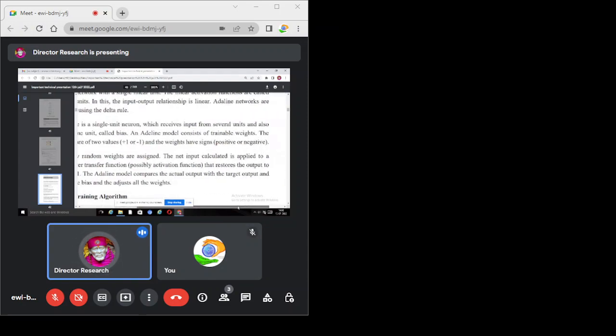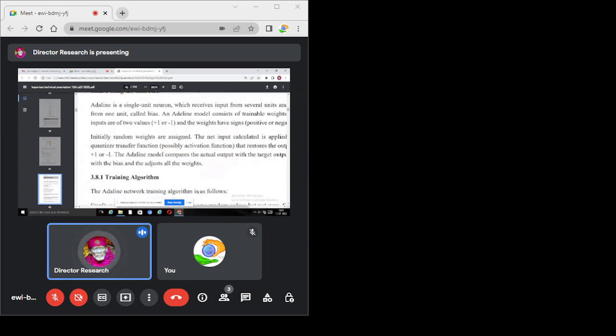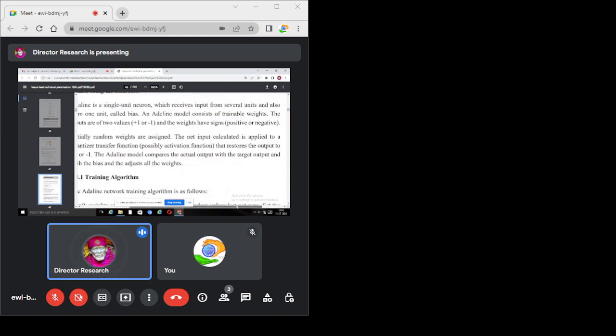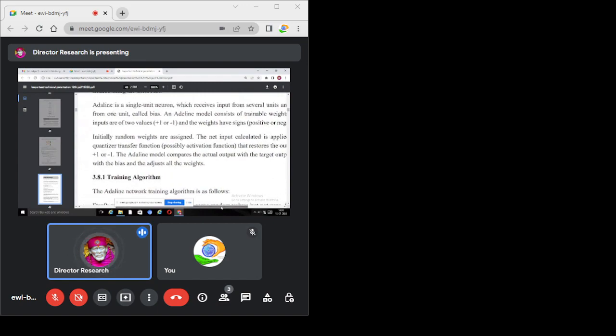Adaline consists of trainable weights. The inputs are two values, plus 1 or minus 1. The weights have signs, positive or negative. Initially, random weights are assigned. The net input calculated is applied to a quantizer transfer function that restores the output to plus 1 or minus 1. The Adaline model compares the actual output with the target output, using bias and the adjustable weights.